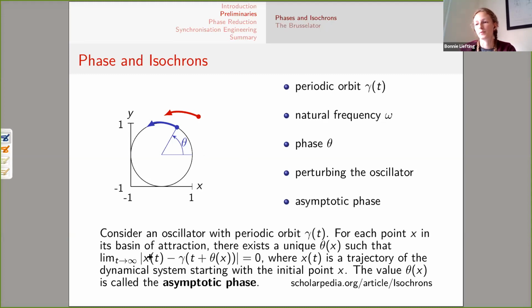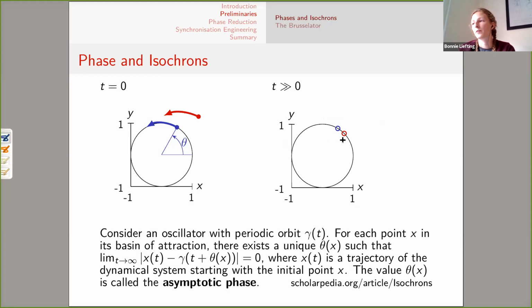And it is actually the solution of this limit. So if you look at the limit between some trajectory from a point x and the trajectory that starts on the limit cycle, and if they end up in the same point, then you'd say that they have the same phase. So it might be that after we kick it, and after a very, very long time, they end up like this. So in this case, there is actually a phase difference between these two after a very long time. So these two points would not have the same asymptotic phase.